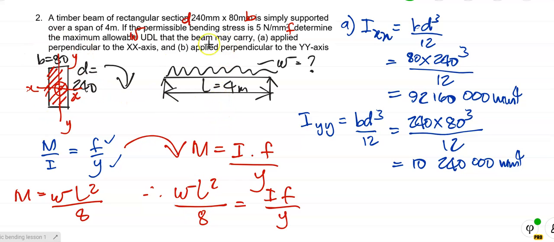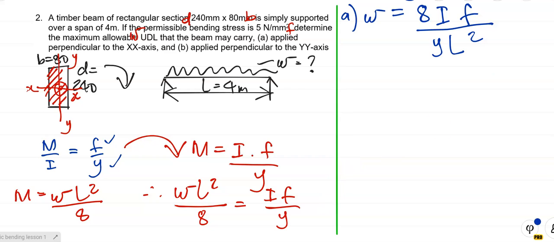And have you thought about which one should be bigger, which one should be smaller? Because the beam is stronger placed with the longer side vertical, we expect a bigger answer for number A and a smaller answer for number B. So I'm going to clean the board quickly, and then we're going to work out the answers and compare the two with each other.